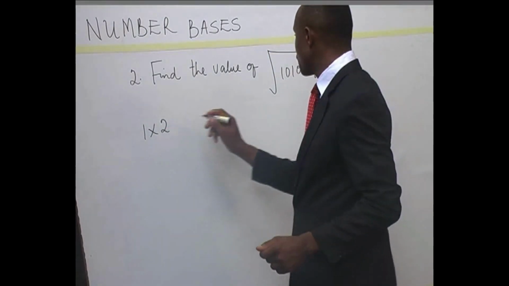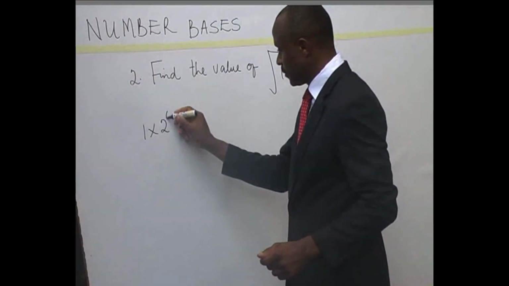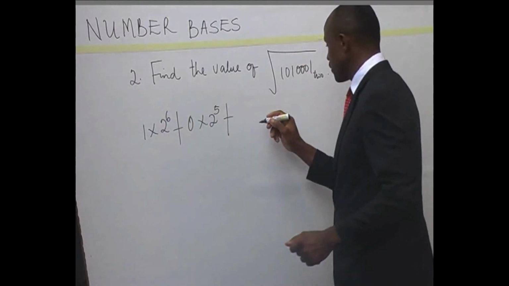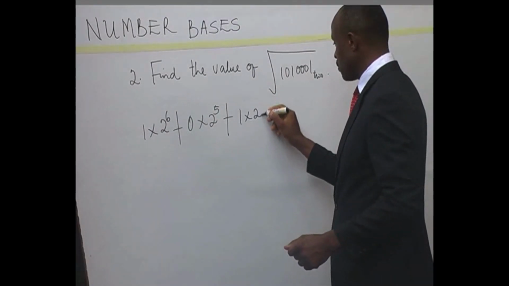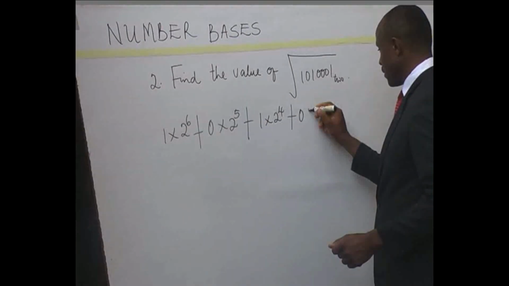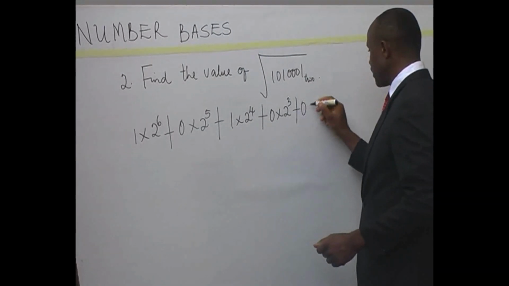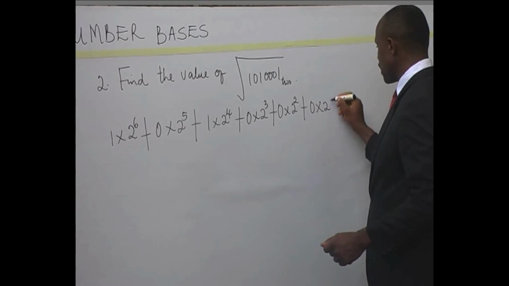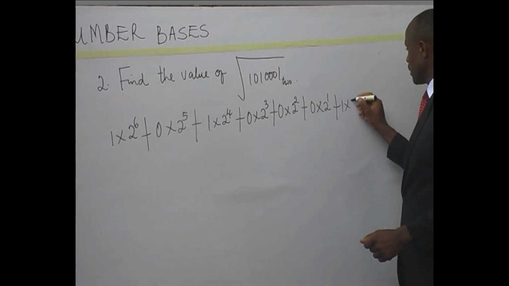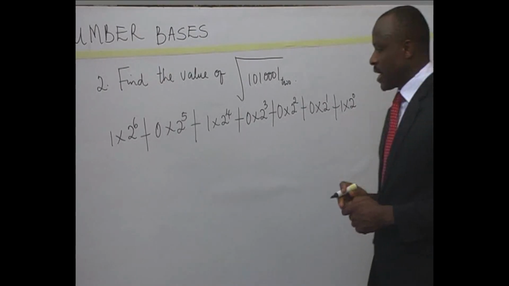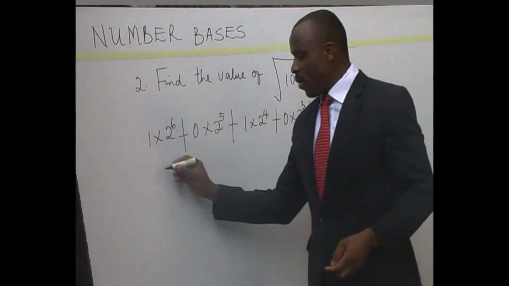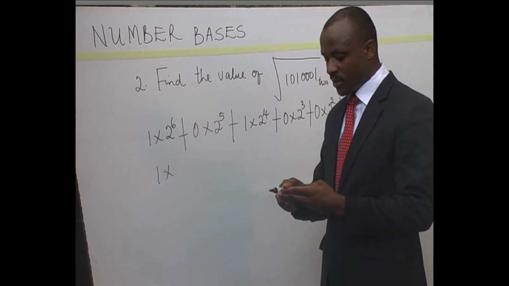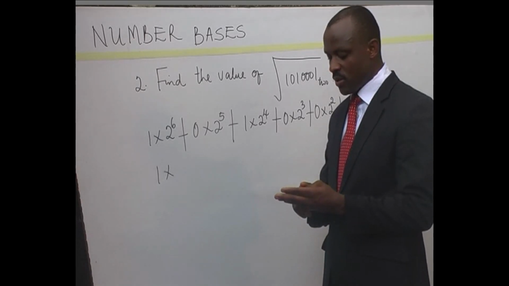1 times 2 exponent 6, plus 0 times 2 exponent 5, plus 1 times 2 exponent 4, plus 0 times 2 exponent 3, plus 0 times 2 exponent 2, plus 0 times 2 exponent 1, then plus 1 times 2 exponent 0. It's a long one. Here we have 2 times 2 is 4, 4 times 2 is 8, 8 times 2 is 16, 16 times 2 is 32, 32 times 2 is 64.